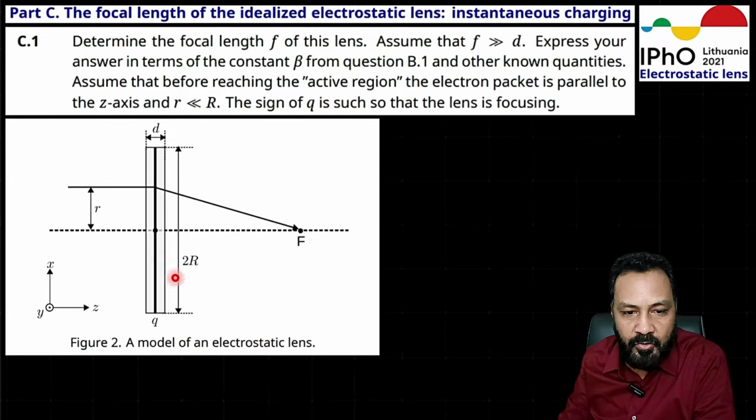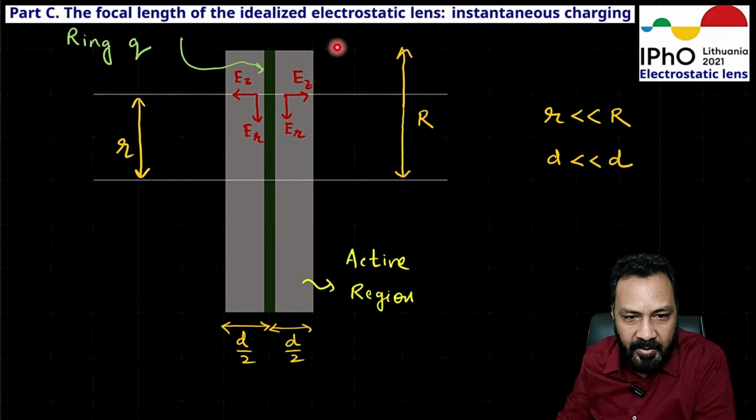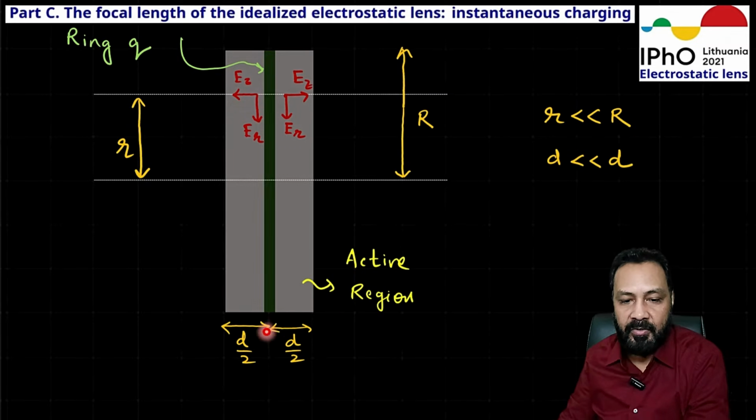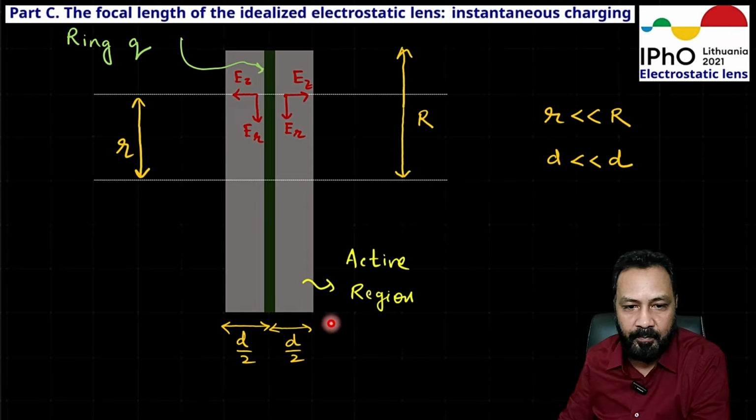So let's understand what the sign of the charge of the ring should be so that this can focus, can converge, not diverge. Once again, this is the 2D diagram of the ring. This is the ring, and this is the active region whose width is d. On this side d by 2, on this side d by 2.